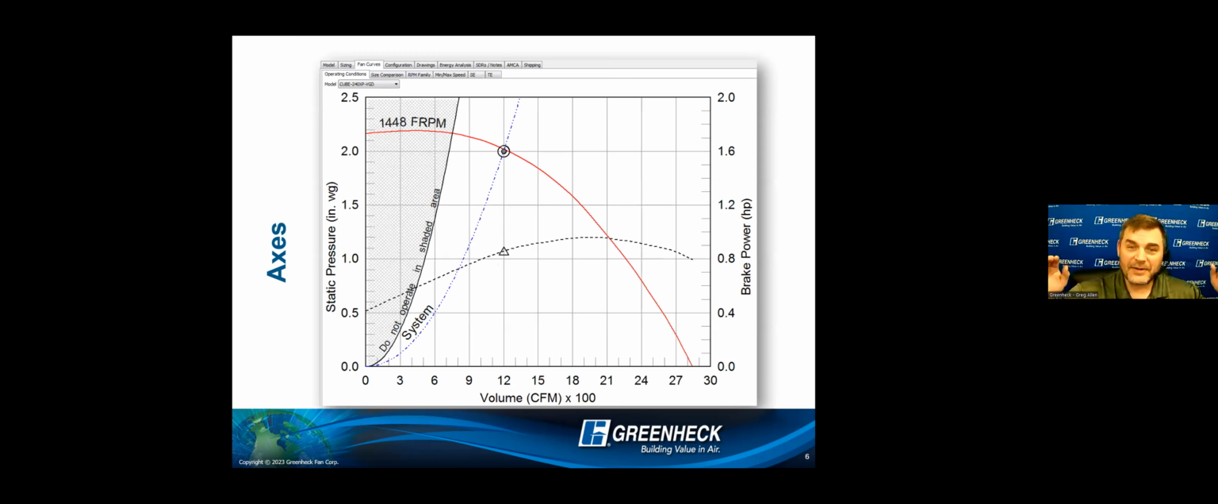All right, this class is all about fan curves. So let's talk about fan curves. Right on the screen right here, this is a traditional fan curve. This is the medium that I'm going to use to take really cool data.